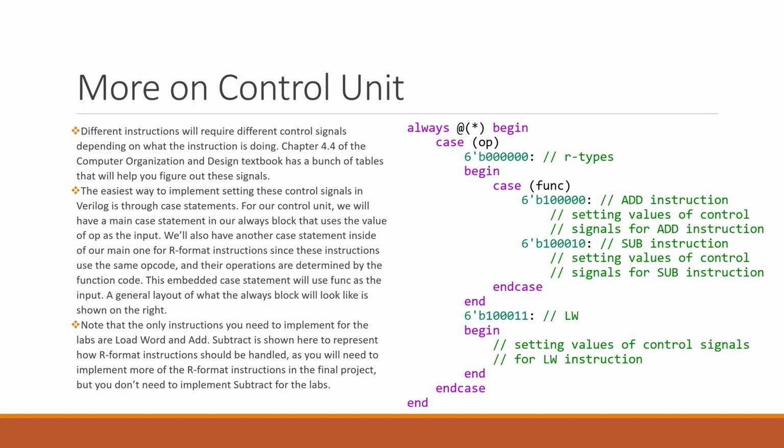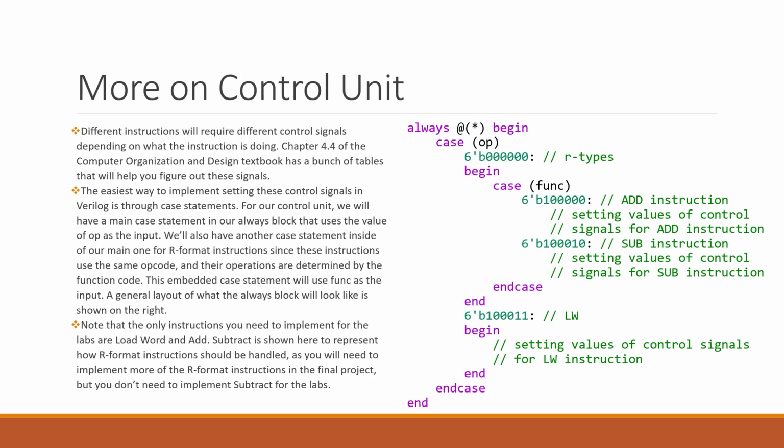Now, different instructions will require different control signals depending on what the instruction is doing. Chapter 4.4 of the Computer Organization and Design textbook has a bunch of tables that will help you figure out these signals. The easiest way to implement setting these control signals in Verilog is through case statements.